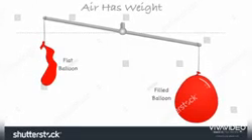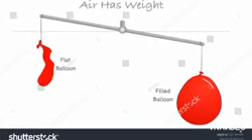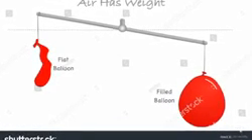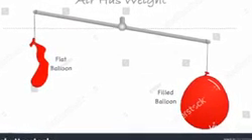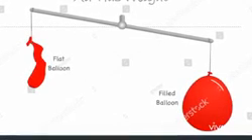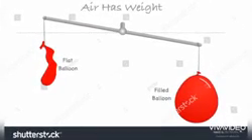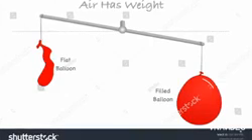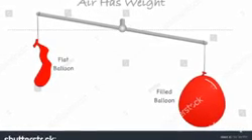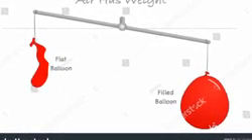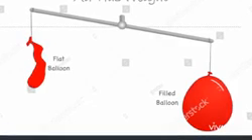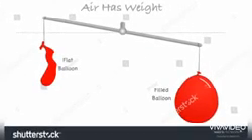The second property is air has mass. Take a deflated balloon or a football or a balloon on one side of a weighing scale and inflated one on the other side. You will see balloon with air is heavier than the balloon without air. This proves that air has weight or mass.